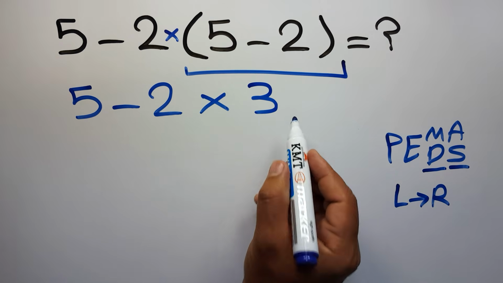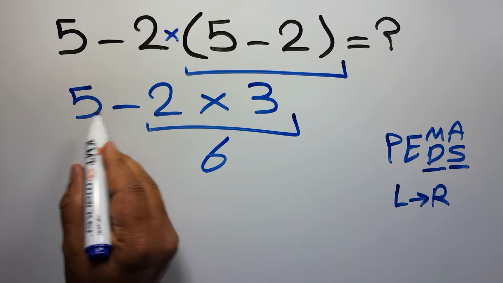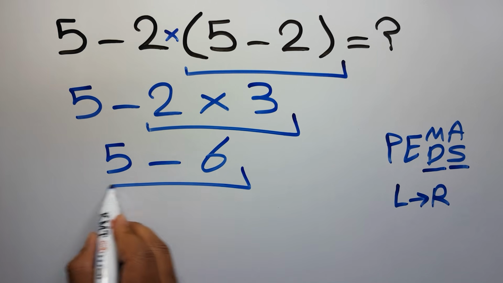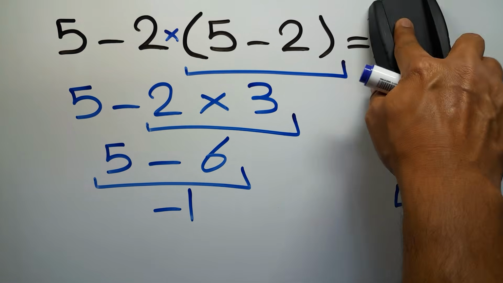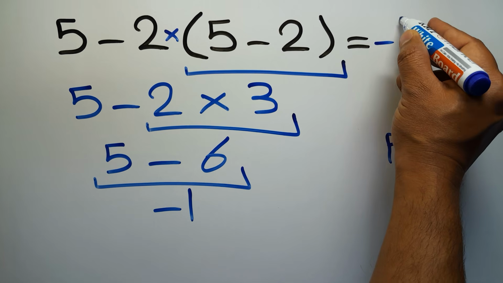2 times 3 gives us 6. So we have 5 minus 6, which equals negative 1. And this is our final answer to this problem. The correct answer is negative 1.